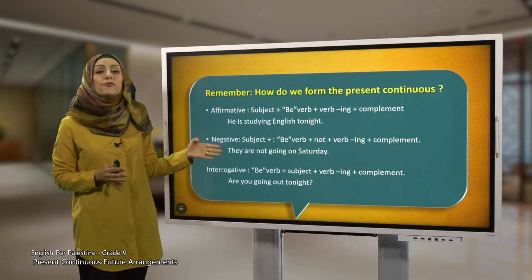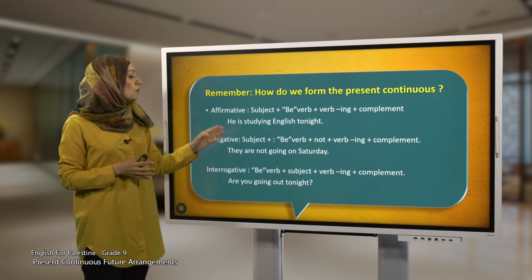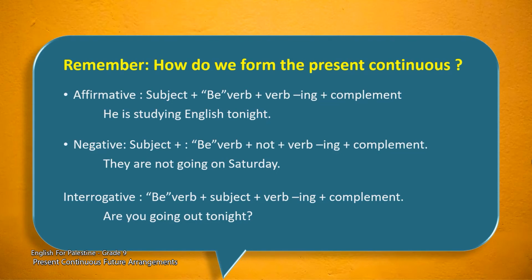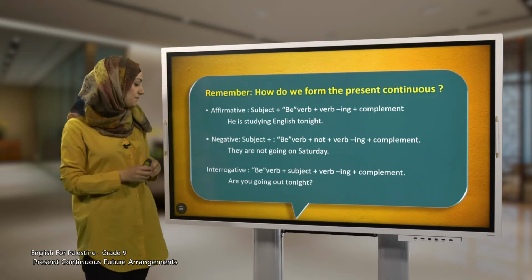Now let's look at how we form the negative of the present continuous. We use a subject. Then we put the verb to be: am, is, or are. And remember to put not after the verb to be. And then you continue with verb plus ing and the object or the complement of the sentence. Example: they are not going on Saturday.